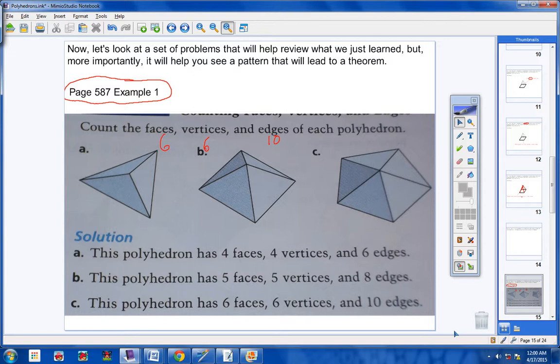There we go. Okay? So students, hopefully you're understanding this and getting this. If you are, that's a good job, okay? If not, you don't have to go back and watch this again, but you should be able to look at a polyhedron and tell me how many faces, vertices, and edges each polyhedron has.